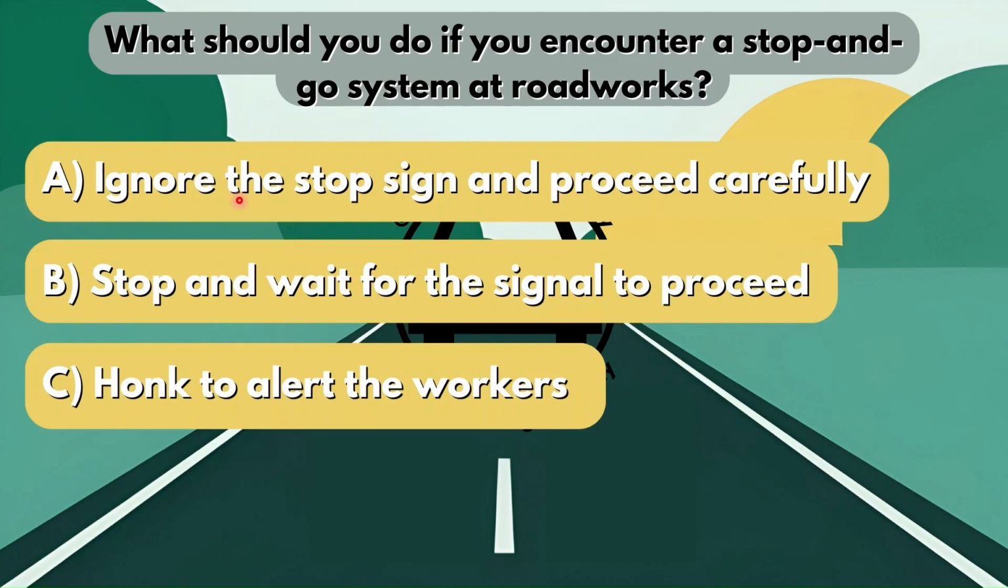Option A would say ignore the stop sign and proceed carefully. Is it option B, stop and wait for the signal to proceed? Or is it option C, honk to alert the workers? Now the correct answer here would be option B. You're going to have to stop and wait for the signal to proceed.